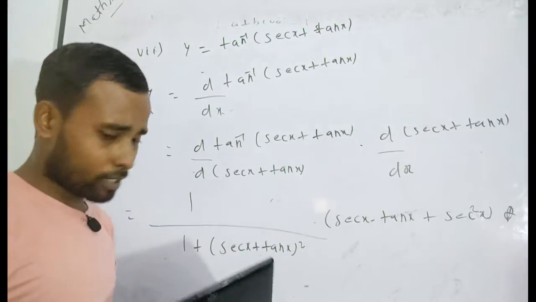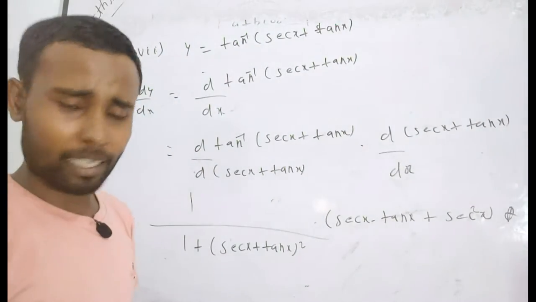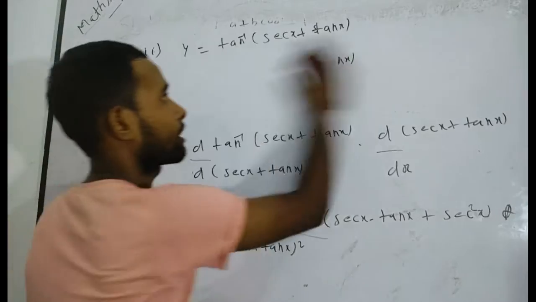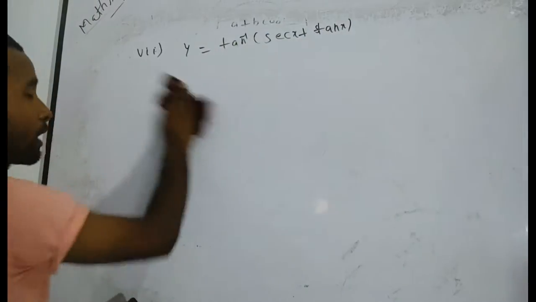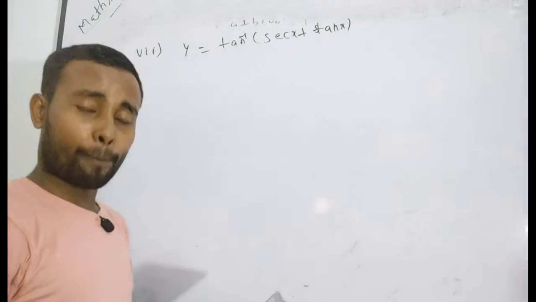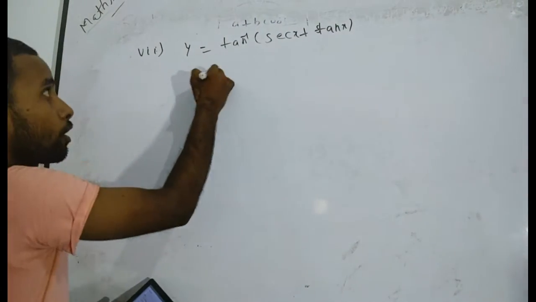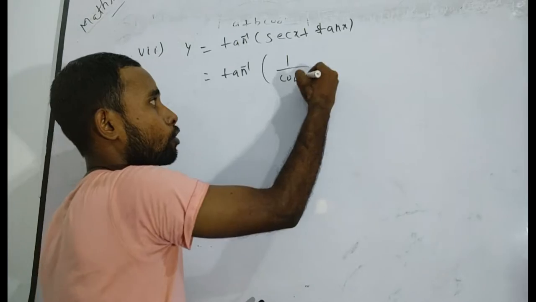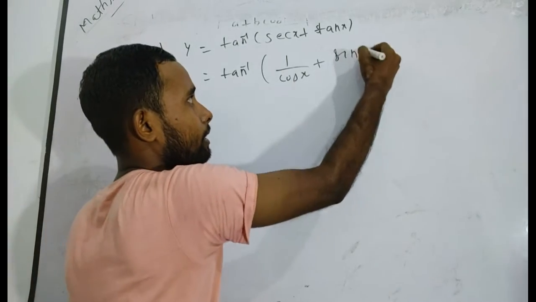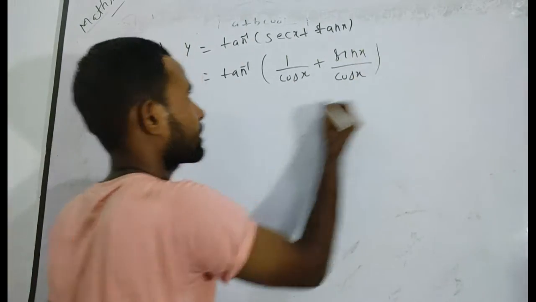And if you ask me, sir, is there any other method? I will definitely tell you, yes, there is another method, and that is very standard. Sometimes when you solve a more complicated problem, you can always use this method. First of all, sec x can be written as 1 upon cos x, plus tan x as sin x upon cos x. I think you understand that.